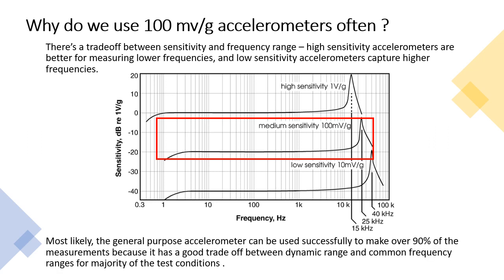General purpose accelerometers can be used to make over 90% of the measurements because of the good trade-off between the dynamic range of the sensor and the common frequency ranges of the equipment. Most of our equipment testing conditions can be suited by these general purpose 100 millivolt per g accelerometers. That's the reason why in most of our tests we prefer to use 100 millivolt per g accelerometers, and moreover they have more reliability when compared with the high sensitivity or low sensitivity accelerometers.